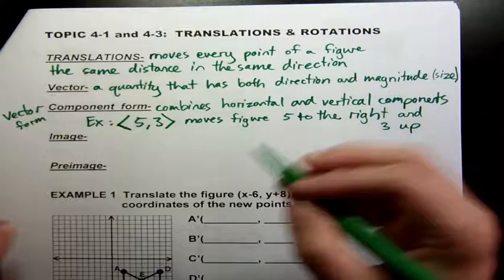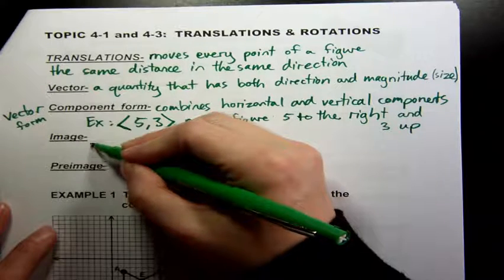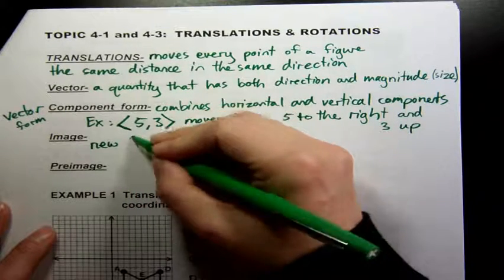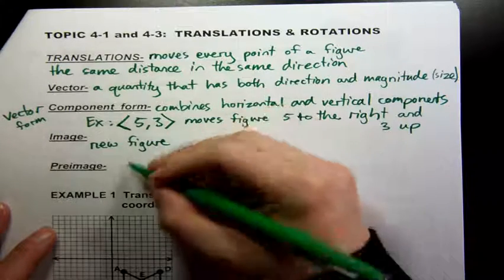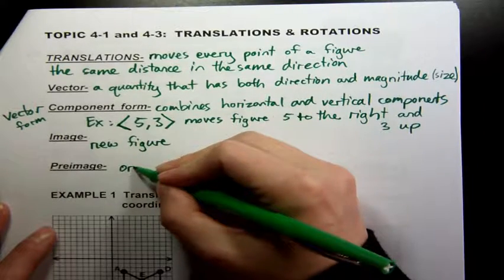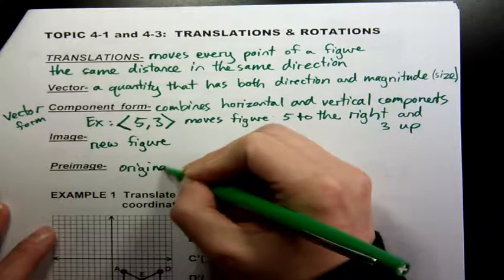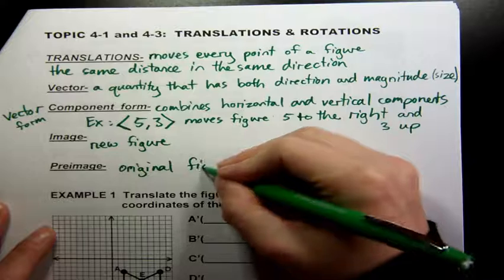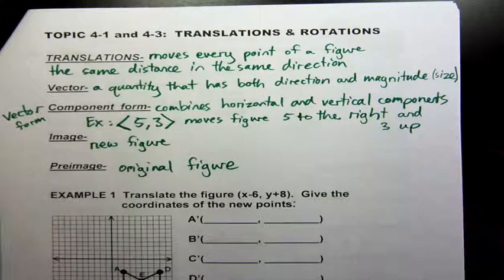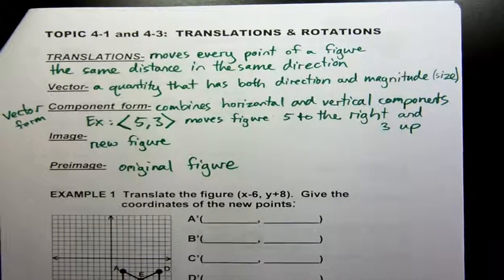Alright, and then just when we're dealing with translations, the image is what we call the new figure, so after we've done the translation. And pre-image is the original figure. You get it?